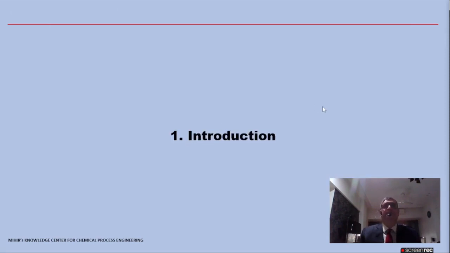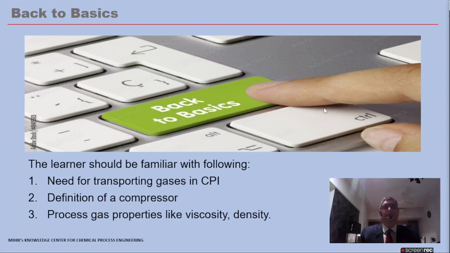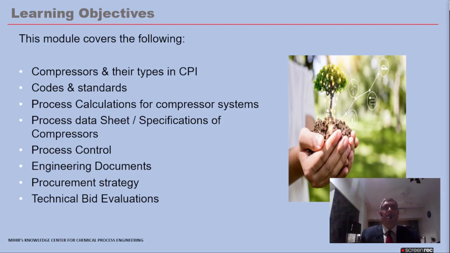Now starting with the introduction. So, back to basics. The participating engineer should be familiar with the need for transporting gases in the chemical process industry, the definition of a compressor, and process gas properties like viscosity and density. Now the learning objectives. The learning objective of this webinar on compressors is, as far as possible, to give the complete background for a process engineer on compressors so that he can be capable of doing process design.